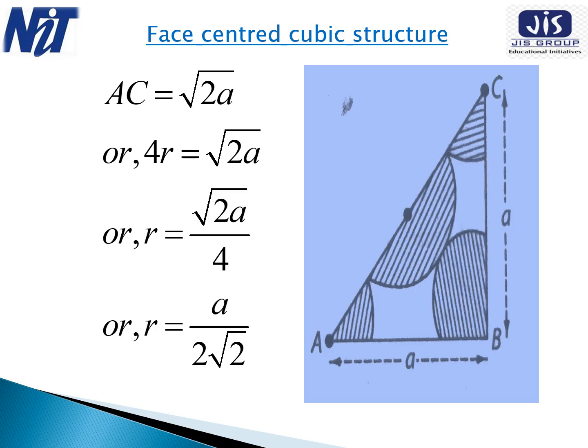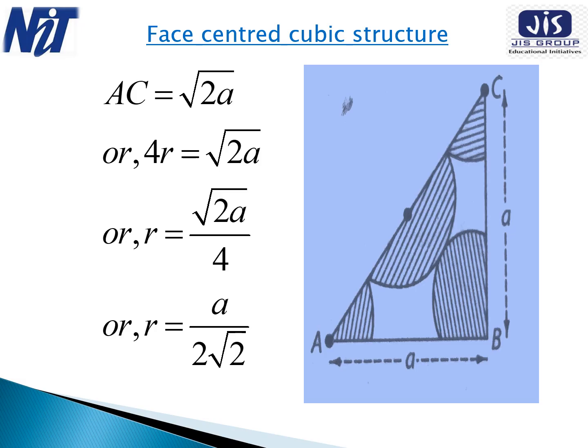Now atomic radius in case of face centered cubic structure can be calculated using the figure shown. In the figure, we are getting that AB equal to a and BC equal to a. So from that AC can be written as root 2a, because AC square is equal to AB square plus BC square. Now it is visible in the figure that AC is equal to r plus 2r plus r again. So this will be equal to 4r.